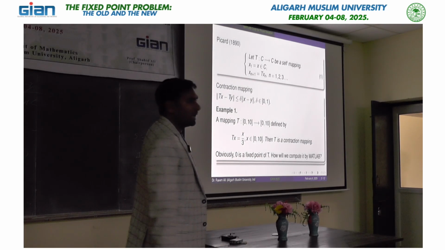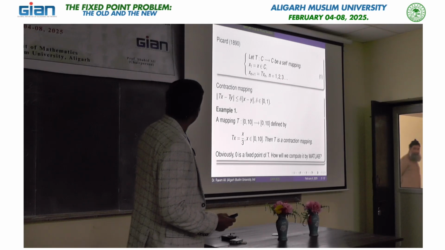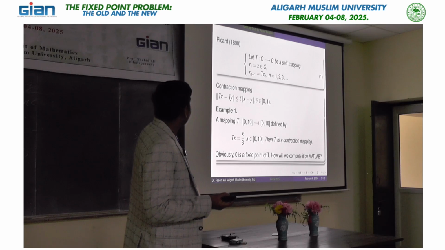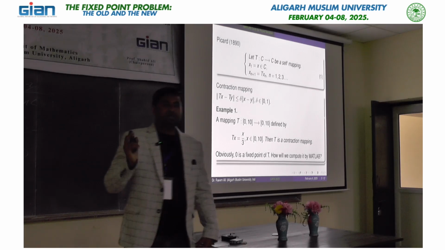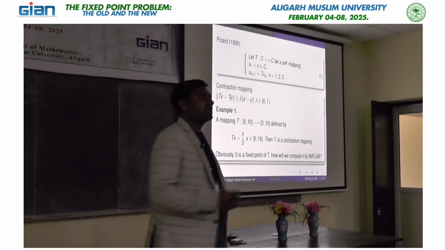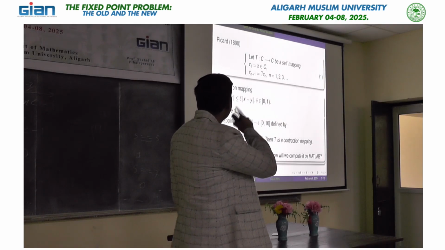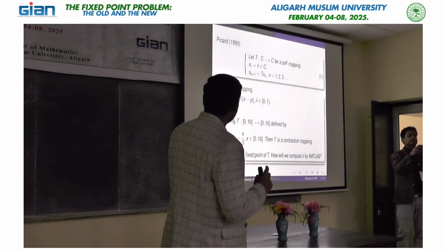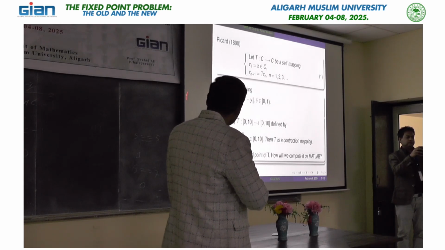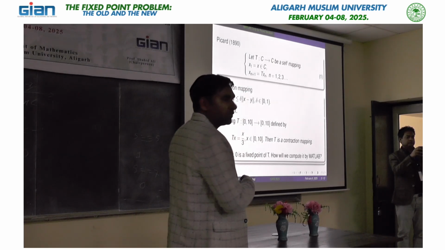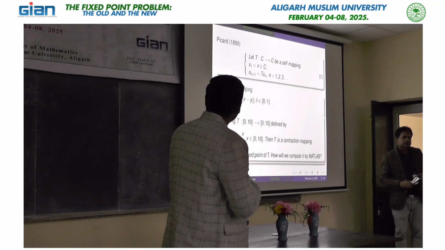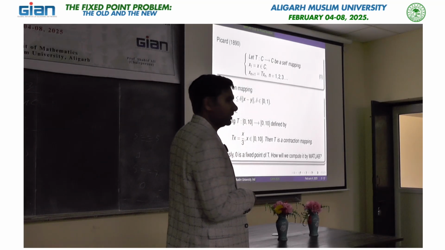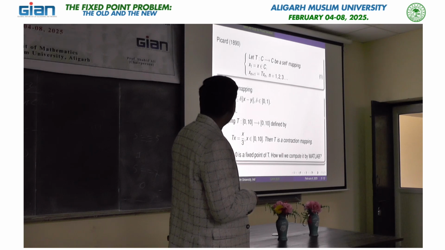This is the Picard iterative algorithm, defined by Picard in 1890. Let T be a self map and x1 an initial approximation. Then a sequence is generated by x_{n+1} = T x_n, for n = 1, 2, 3, and so on, under the condition of a contraction mapping.